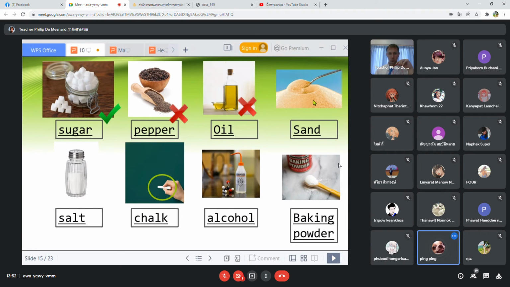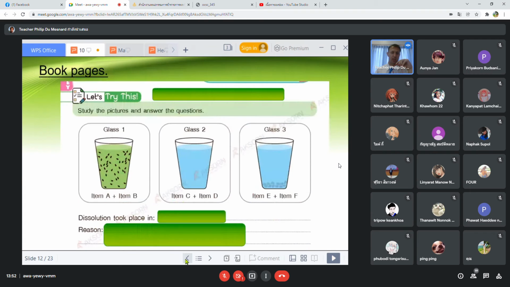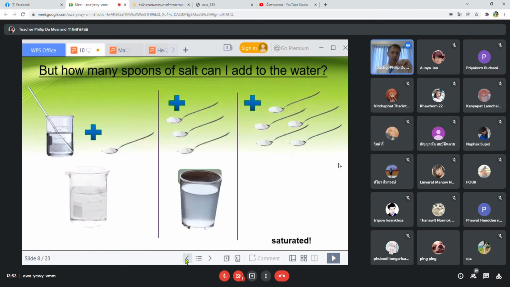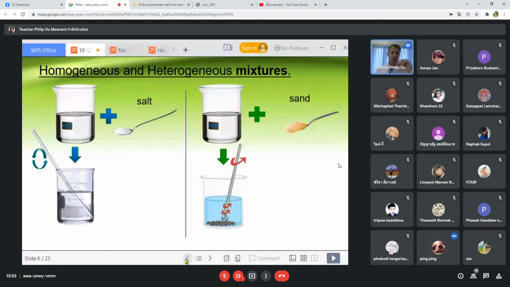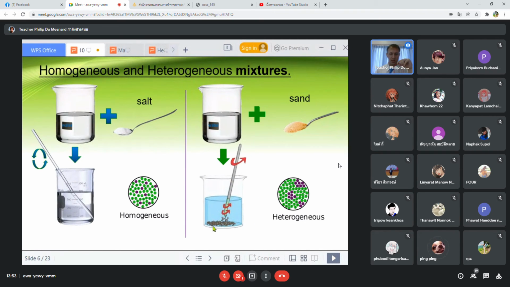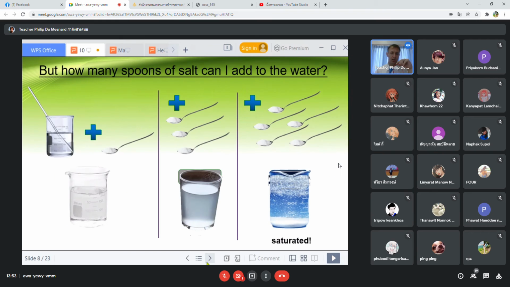So actually no, and I can show you the picture of the sand. Let's just go back to the sand. There it is. Do you see the sand here? No, it does not dissolve. You can mix it a long time. It does not dissolve. Okay, so sand actually is no.